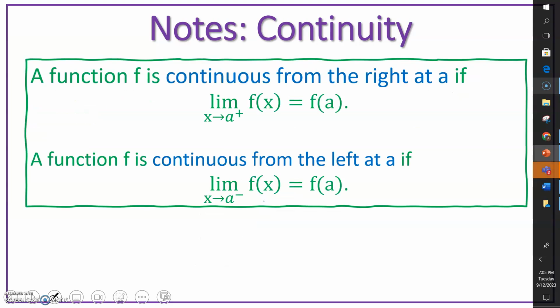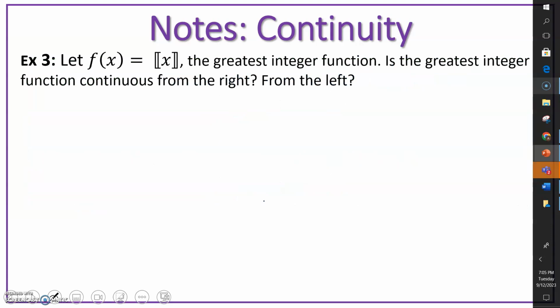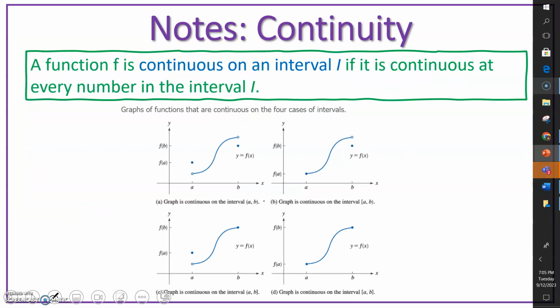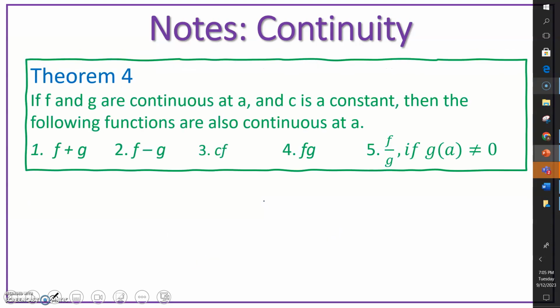A function is continuous from the right if the limit from the right is equal to what the function is defined at. A function can be continuous from the left if the limit from the left is equal to what the function is defined at. And then I'm going to skip the rest of this for right now.